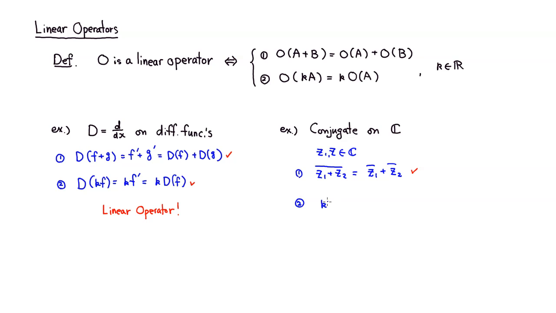And the second condition: if you take the conjugate of k times z1, this is equal to k times the conjugate of z1. I'm not going to get into detail, but we know that this is true. So taking a conjugate is a linear operator on complex numbers. Those are two simple examples, but this is just a generalized version of a linear function. All right, that's it. I hope that this was clear.